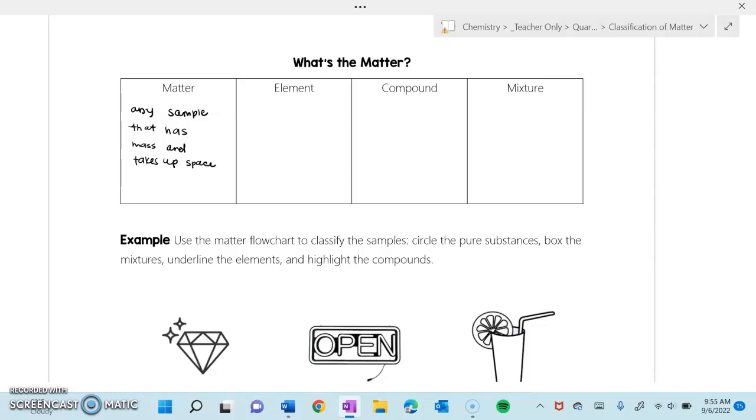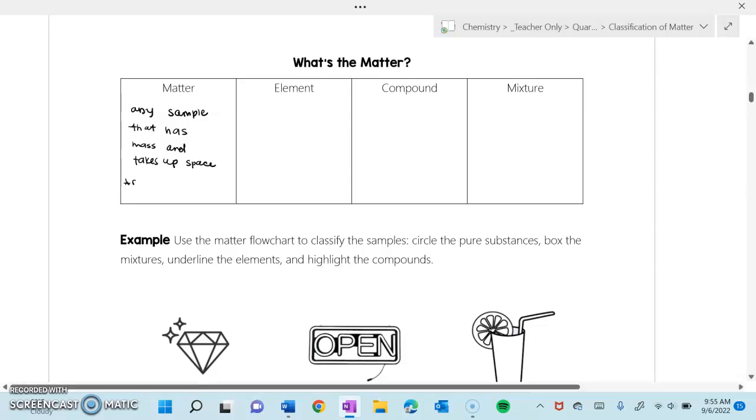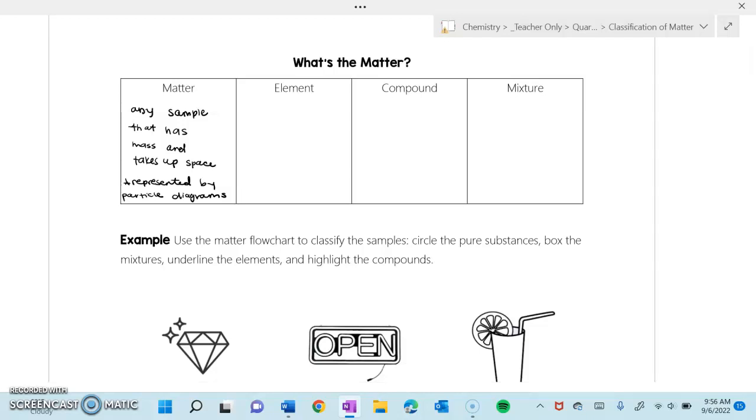We can represent matter using what we call a particle diagram, which we will look more closely at tomorrow. Today we're just going to look at real-world examples of matter and then classify it as element, compound, and mixture. So let's start off with our three classifications: element, compound, mixture.